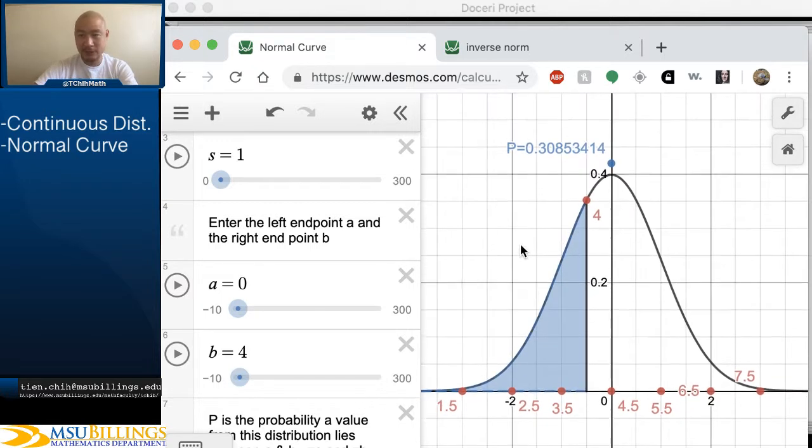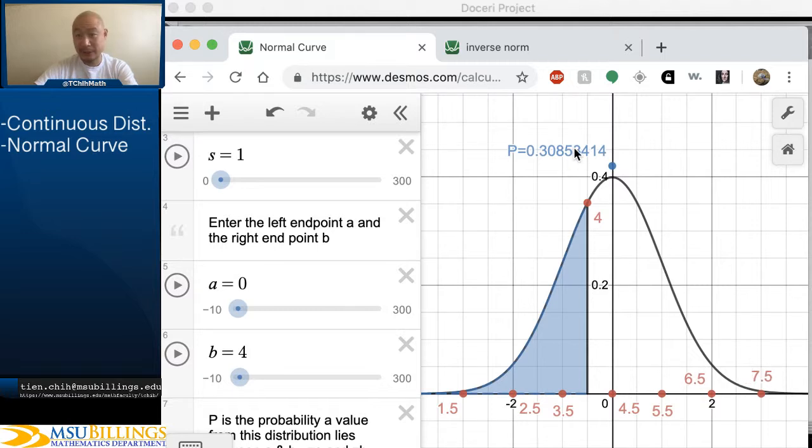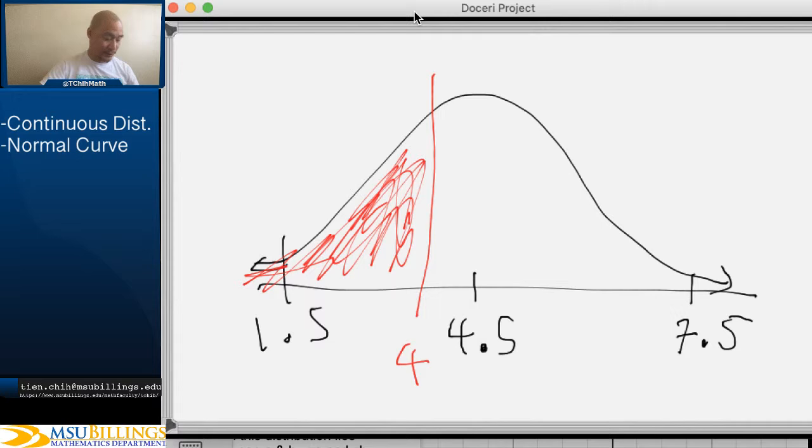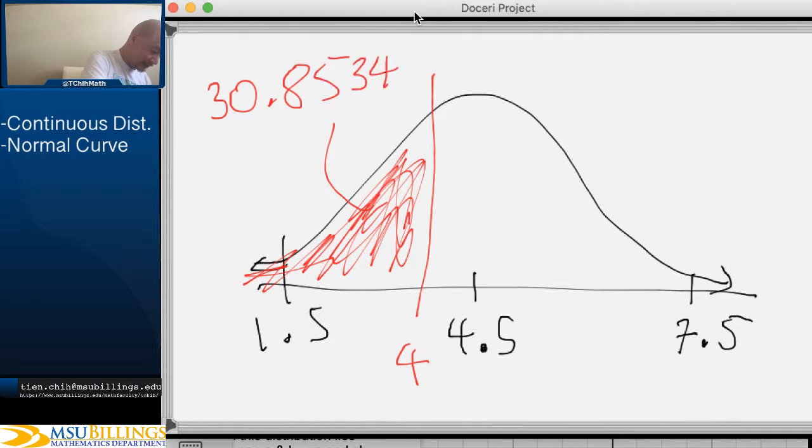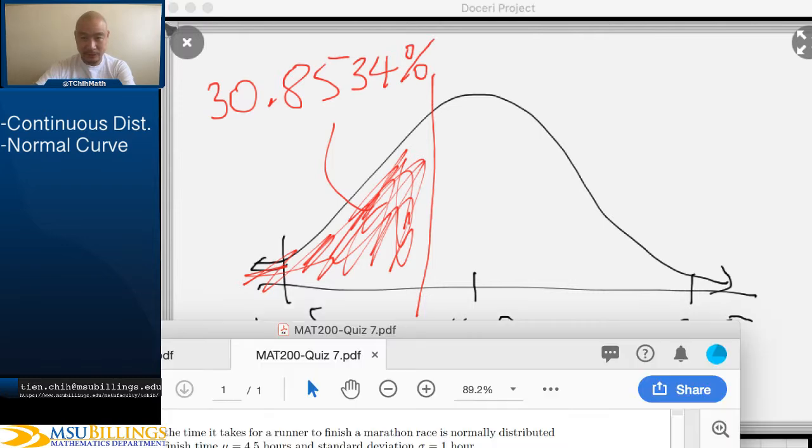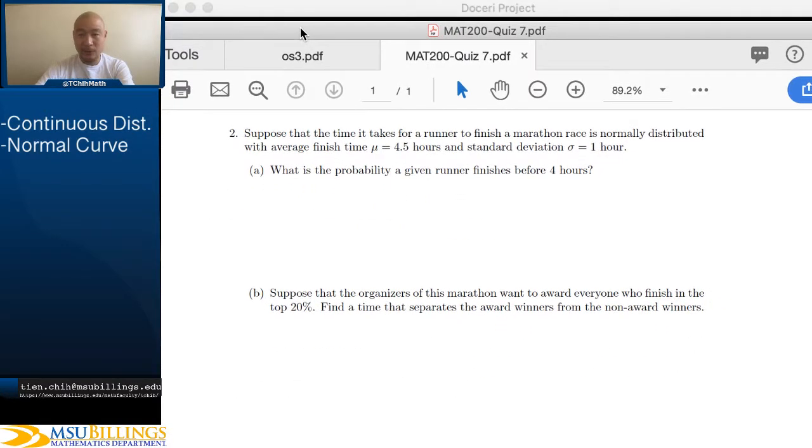So if I look at this distribution, we'll say, all right, about 30.8534% are going to finish before 4 hours. So this is about 30.8534%. Excellent. All right, great.